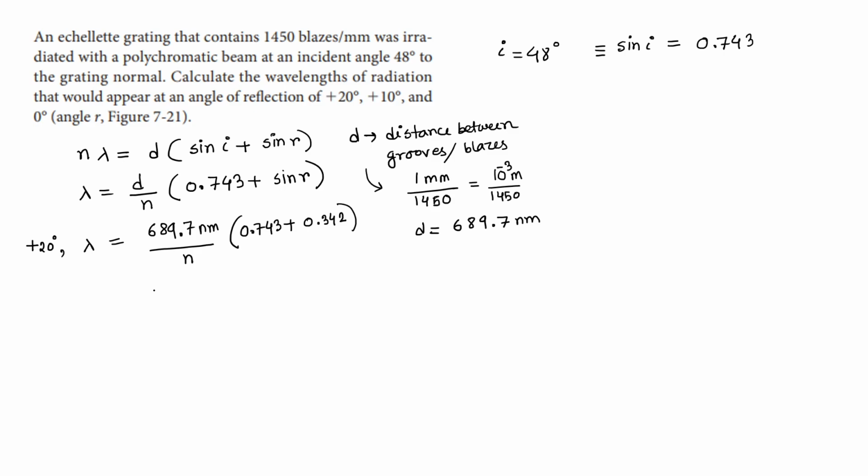So lambda is coming to be 748.4 by n nanometer when the angle is plus 20 degrees. What about plus 10 degrees? The lambda will be, same, 689.7 nanometer. So this is coming in nanometer.